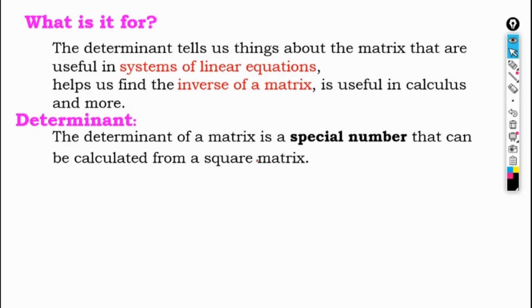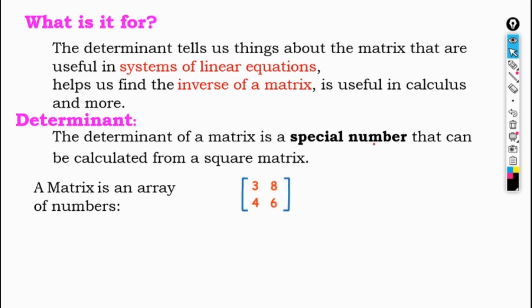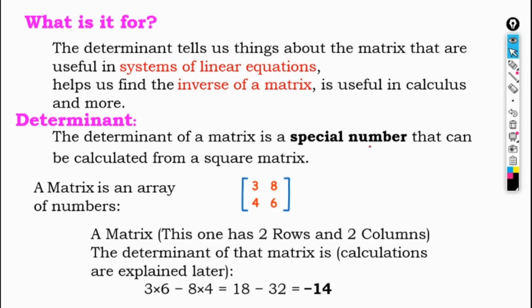To every square matrix there is a real number. So we define the determinant as a function from the set of all square matrices to the real numbers, where the input is the set of all square matrices. You know that a matrix is an array of numbers, and from that matrix we are writing the determinant.